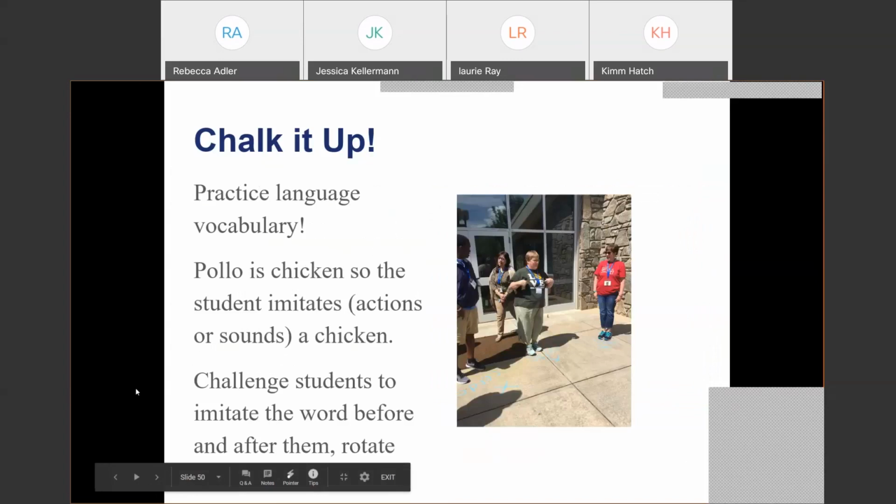This is a personal favorite as well, just because it's fun, whether it's a get to know you or a good review. So you're practicing language vocabulary. In this case, this might be a Spanish class. Polo is chicken. So the student would imitate a chicken using actions or sounds while saying polo so that you can remember that. And challenge your students, like try to get them to say, starting with the first person, what was everyone's word and action? Because that movement might help you embed that new vocabulary term.